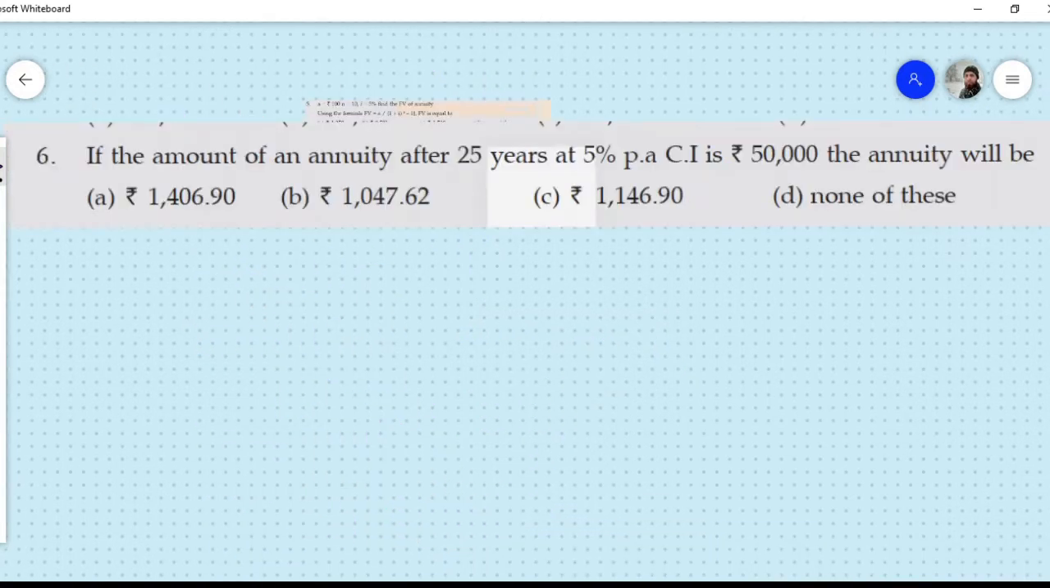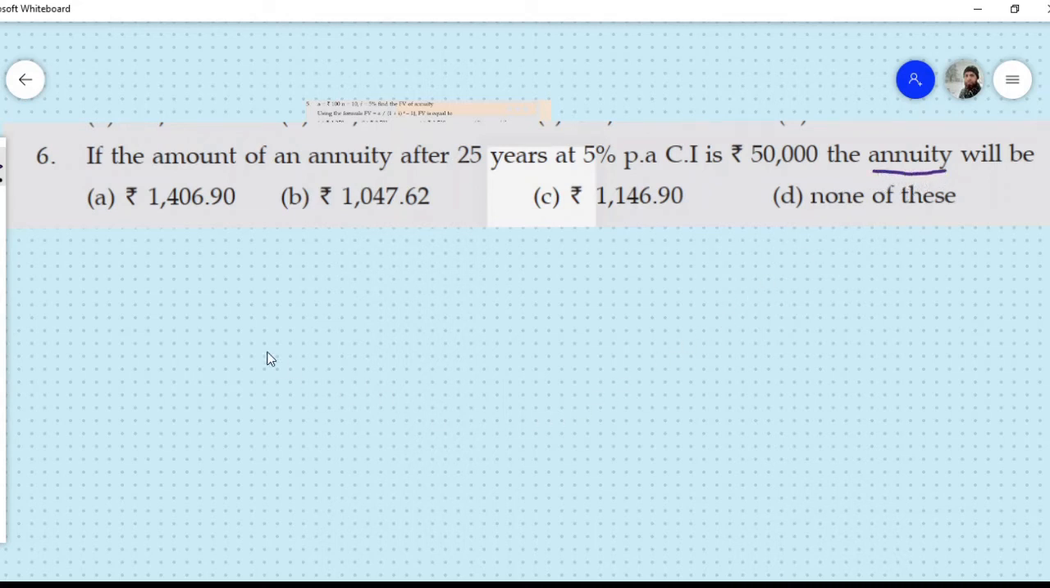Question number 6. If the amount of an annuity after 25 years at 5% per annum compound interest is rupees 50,000, the annuity will be. Here the question is saying the amount of an annuity after 25 years at 5% per annum compound interest is rupees 50,000. That means it is talking about the future value, that is rupees 50,000 is the future value of the amount. Second, we are asked what is the annuity.